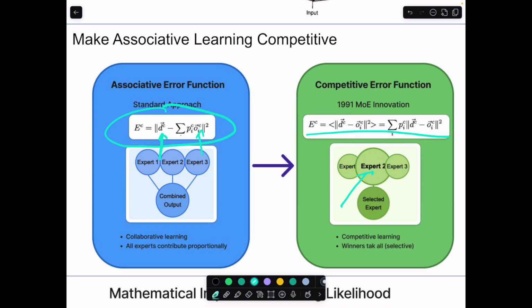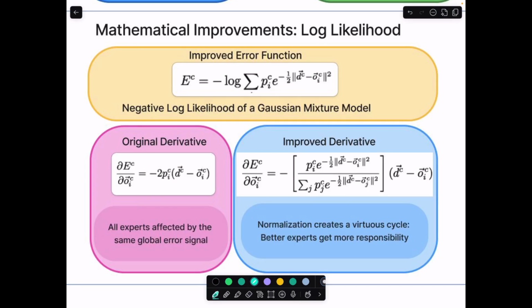And the system right now becomes more selective and winners take all. In practice, this paper used negative log likelihood of Gaussian mixture model as the error function. This error function has two nice properties. First of all, it is more interpretable than the original error function. So right now, you can see this proportion to represent the Gaussian mixture model.